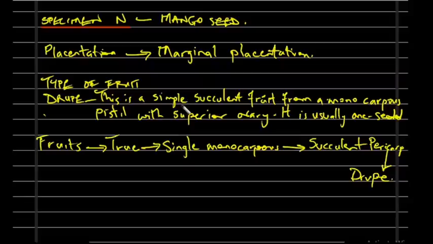So when we look at the type of fruit that we have in this particular seed, the mango seed, it is a true fruit, and it has a single monocarpous system, and a succulent pericarp before it becomes a drupe. So those are the classifications of this particular mango seed.